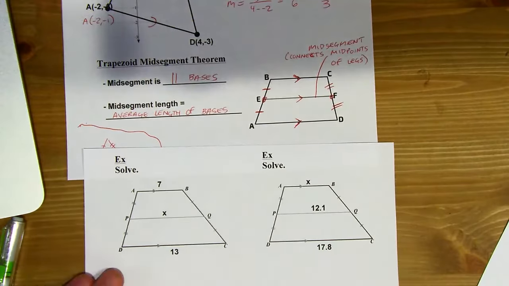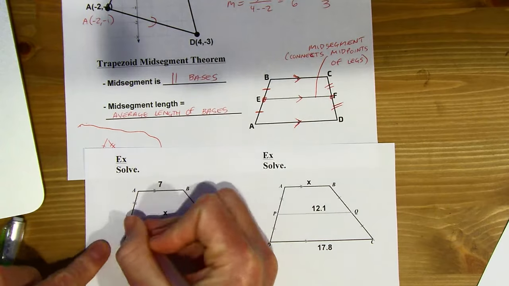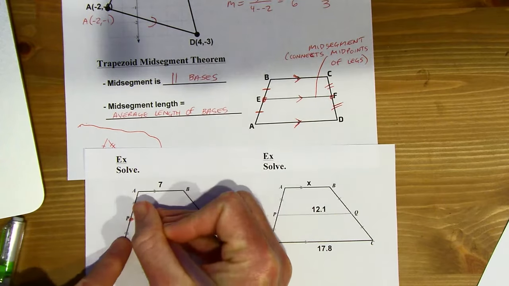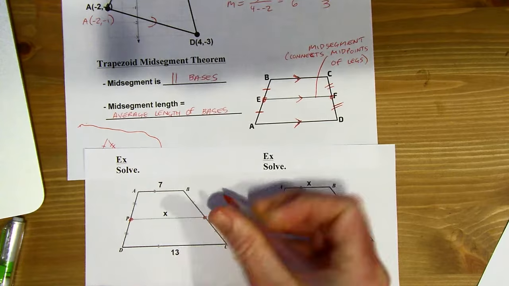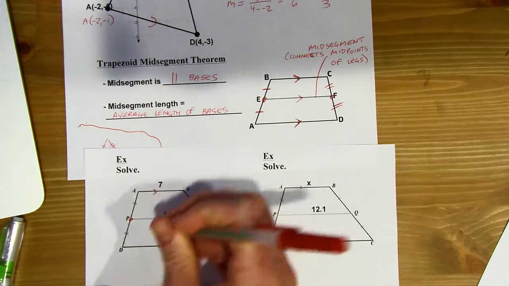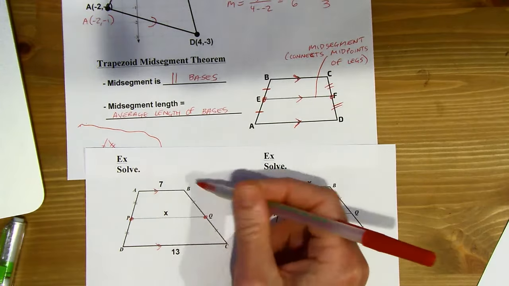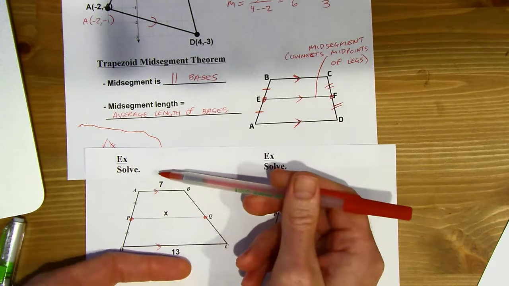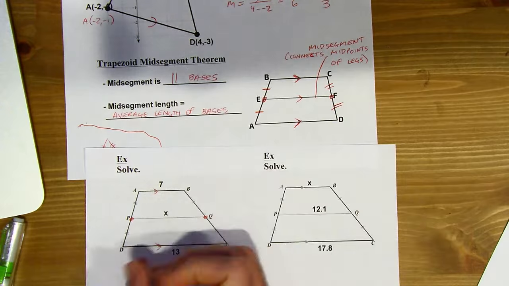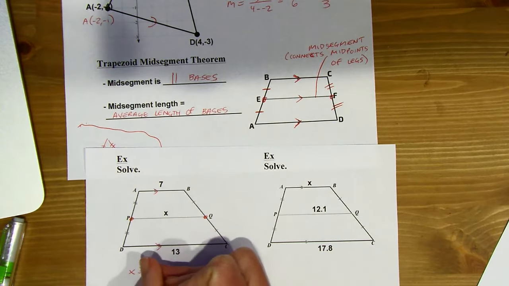All right, so looking at this, it's a little hard to see, but this is a midpoint because I've got congruent parts there. BQ and QC are congruent. And this is a trapezoid because those are marked. So that's the midsegment of a trapezoid. So I know x is going to be the average of 7 and 13.